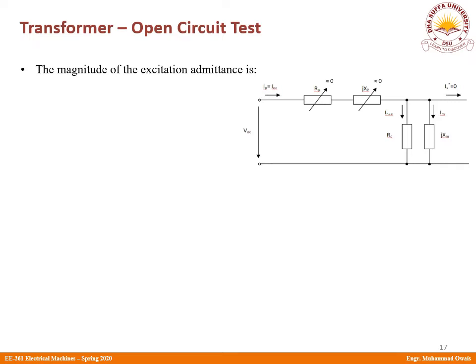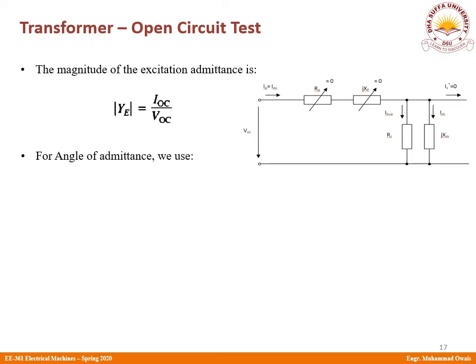Okay students, let's continue our analysis of this simplified circuit with just the excitation branch. So you know that the magnitude of excitation admittance, which is the reciprocal of the impedance, can be given by Y of E equals IOC divided by VOC, where IOC is the current flowing into the primary when the secondary has been open circuited, whereas VOC is the voltage applied at the primary when you have open circuited the secondary.